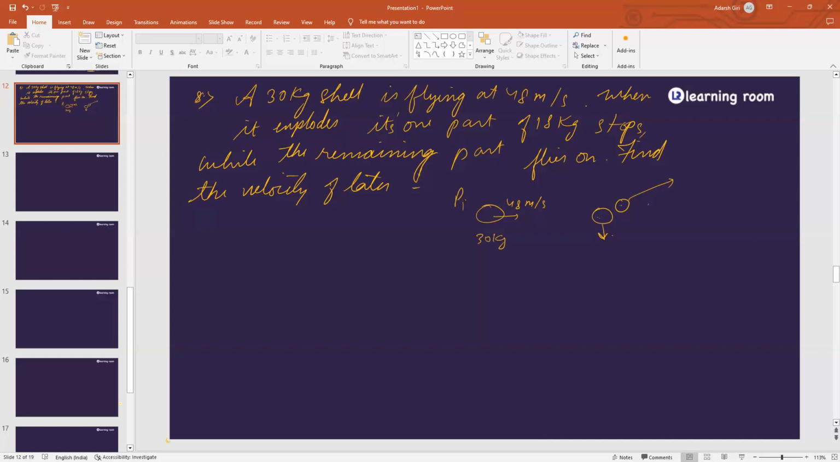So these both should carry the initial momentum. The final momentum here, considering both the masses, is 18 kg with 0 velocity, and the remaining 12 kg with some velocity that we don't know. Momentum of this plus momentum of this should be the initial momentum. So 30 into 48 is equal to 18 into 0 plus 12 into v. So v will be 30 into 48 by 12. That will be 120 meters per second. Understood, everyone? Yes, sir. Good. Let us move on to the next question.